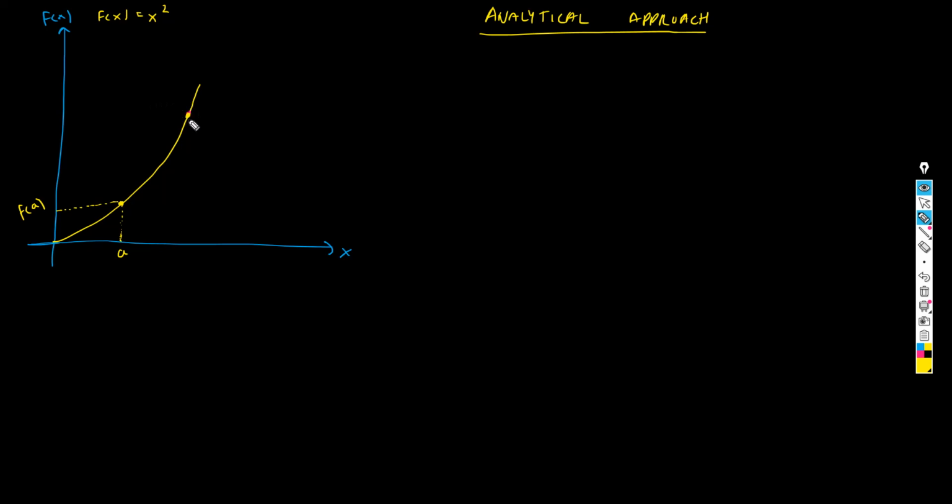Okay, and what are the coordinates of this point? This one, this is x, and this one, which is y. And I'm gonna do another little trick.